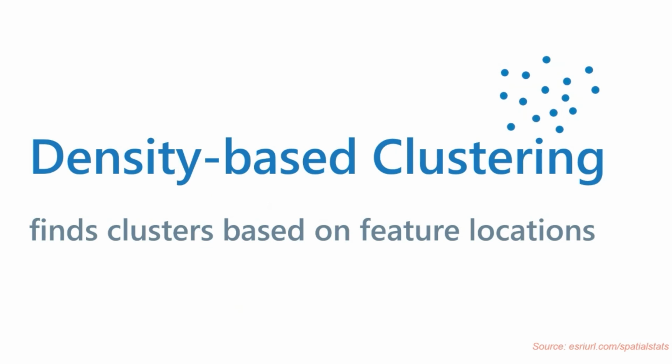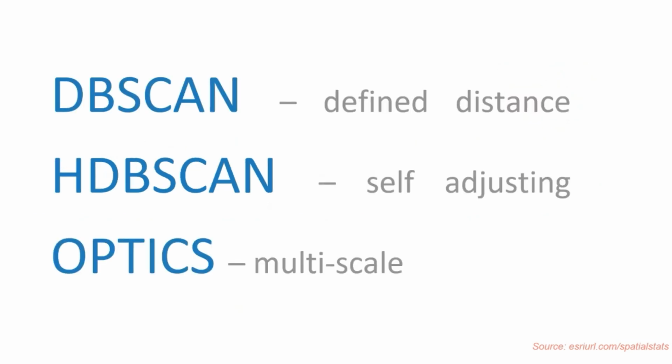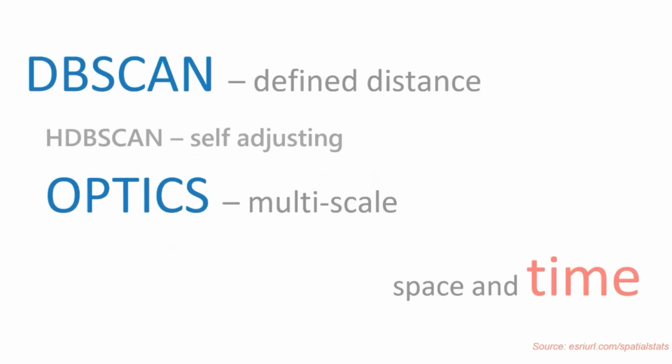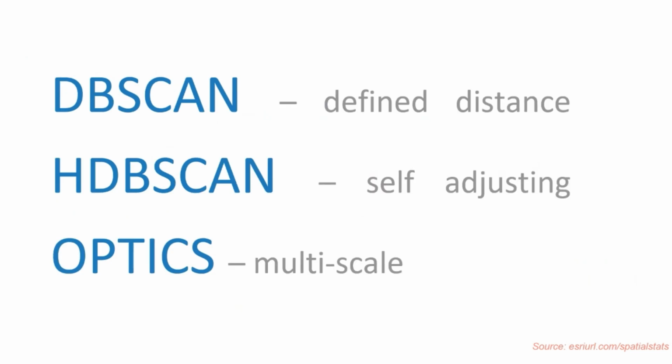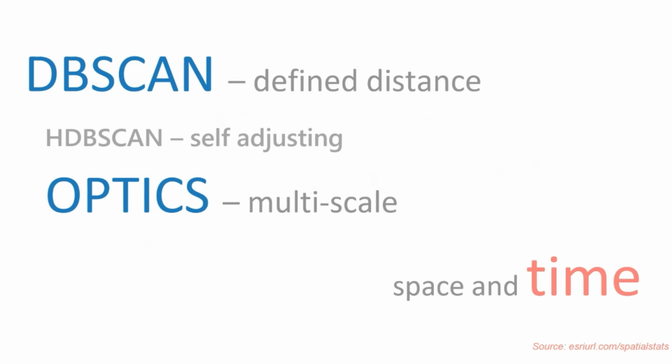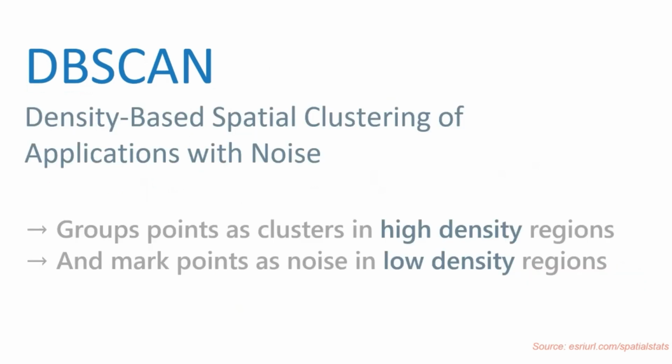So the first tool is density-based clustering. It tries to identify clusters based on the feature locations. Under this density-based clustering, we have three algorithm options: DBSCAN, which is also known as defined distance, HDBSCAN, also known as self-adjusting, and OPTICS, also known as multi-scale clustering. We will discuss this in detail. I would like to tell you that DBSCAN and OPTICS can work with time also, whereas HDBSCAN cannot work with time. So if your data set has a timestamp, then you should consider going for DBSCAN or OPTICS to get the most value of your data.